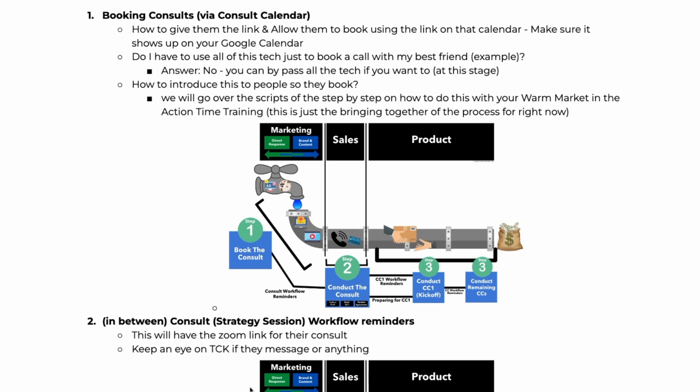What you're going to be doing for step one of this entire process is booking the consults via the consult calendar, the strategy session calendar. You're going to give the person the link and allow them to book using that link on your calendar based off of your availability, and make sure that it actually does show up on your Google Calendar. Okay. Now, the other question that might come up here is, do you have to use all of this tech stuff in order to actually book a call with, hypothetically, your best friend who wants to support you in this career that they want to start off with, right?